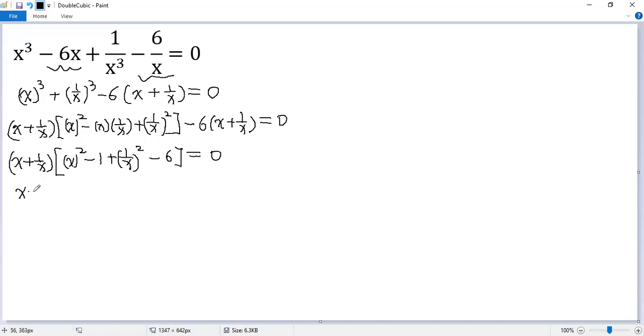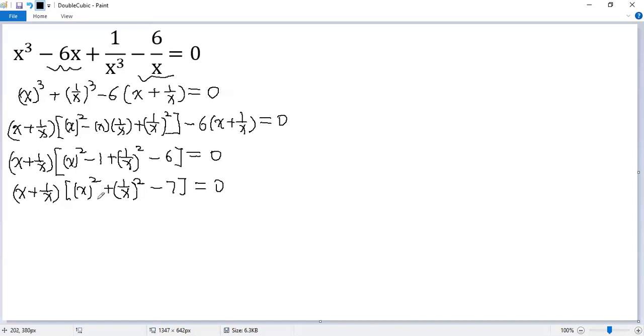So we get x plus 1 over x times x squared plus 1 over x squared minus 7 equals 0. You see here x is degree 1, but here degree 2. Let's try to factor the second one.